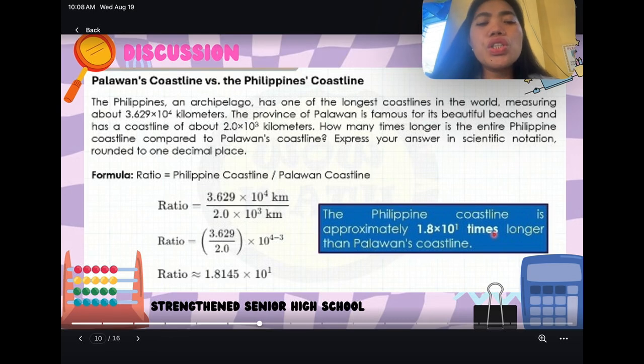So the ratio is Philippine coastline over Palawan coastline. So the ratio is equal to 3.629 times 10 raised to the power of 4 kilometers over 2.0 times 10 raised to the power of 3 kilometers. So the ratio would be 3.629 divided by 2.0, then we subtract the exponents of 10, that's 4 minus 3. So the ratio is approximately equal to 1.8145 times 10. So the Philippine coastline is approximately 1.8 times 10 raised to the power of 1 times longer than Palawan's coastline.